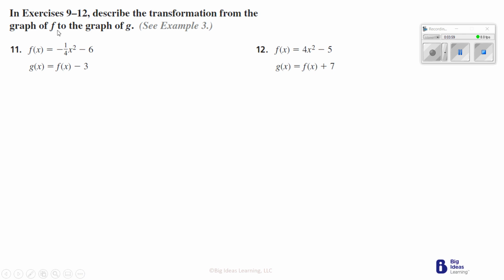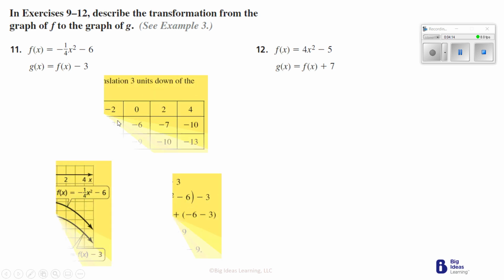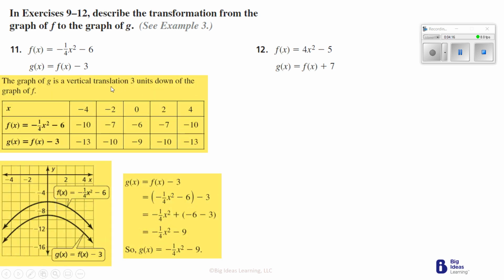Number 11, we're comparing f to g again. We have -1/4 x squared minus 6. This is f of x. And we're subtracting 3. So we're taking the same parabola, and then we're going down 3 units. So this is a vertical translation 3 units down of the graph of f. You can see that they've shown you the table for f of x and where all the coordinates would be. And then they showed you for g of x, which is 3 units down from f of x.